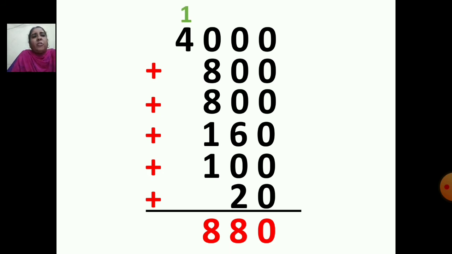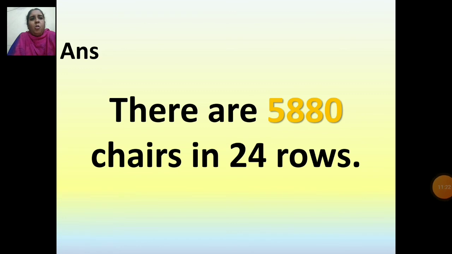Now we will add thousands place number. 4 plus 1, 5, right? So your answer is 5880. Now how you are going to write the answer? Okay, now what is the answer? There are 5880 chairs in 24 rows. This will be your answer, children.